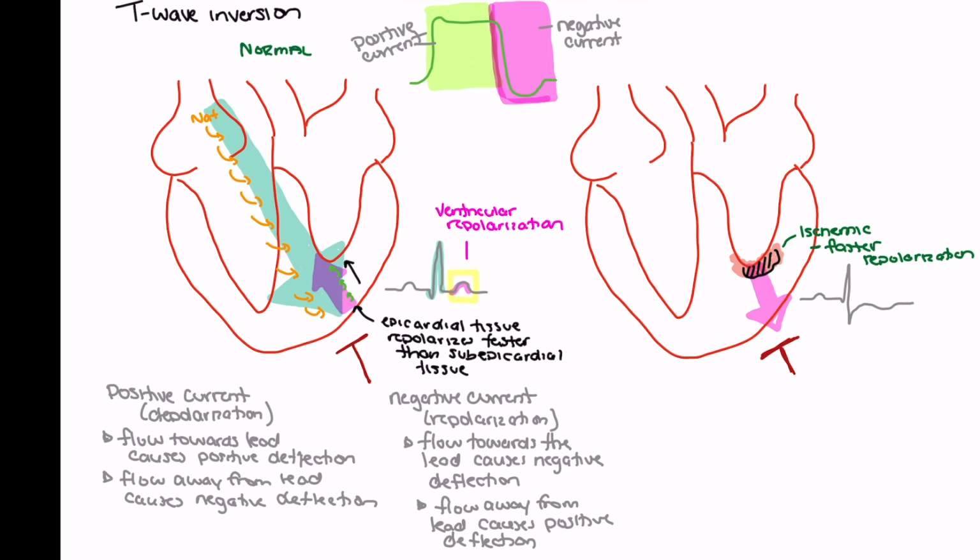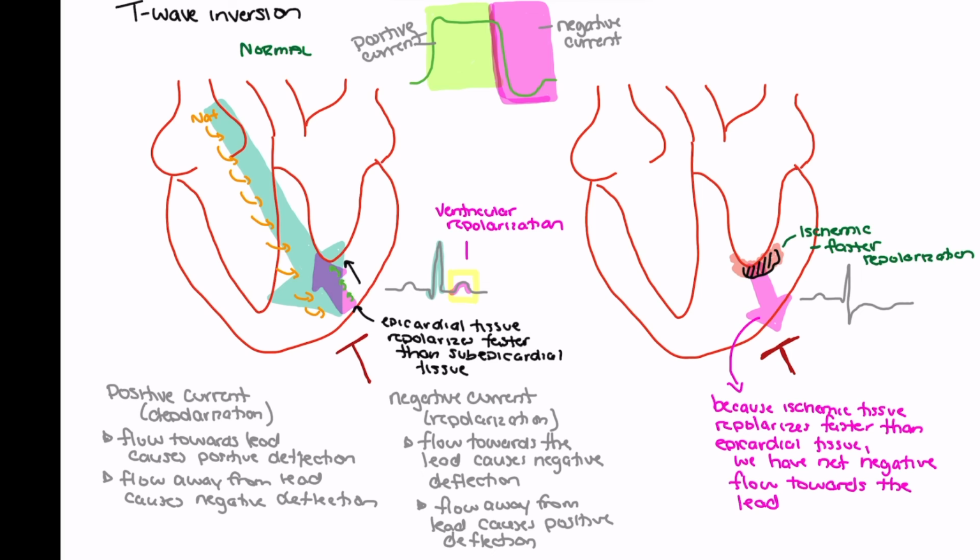So because the subendocardial tissue is repolarizing faster, we get a net flow of negative electrical current towards the lead. Because ischemic tissue repolarizes faster than the epicardial tissue, we have net negative flow towards the lead. And that is what is going to be causing the T-wave inversion.